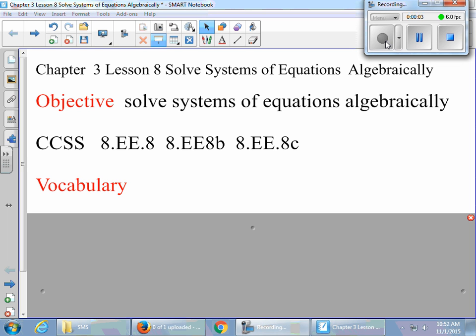Welcome to Chapter 3, Lesson 8, Solve Systems of Equations Algebraically. Our learning target objective for this lesson is to solve systems of equations, you guessed it, algebraically.